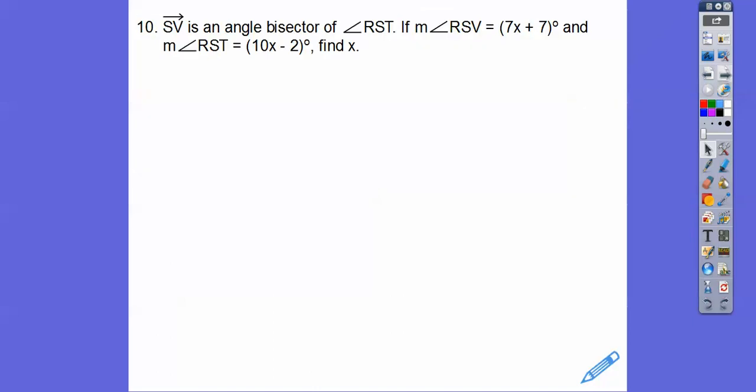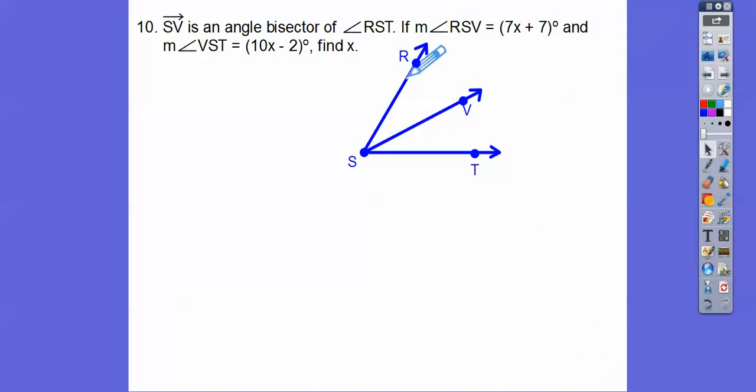Which way? Yes, it is. 180 degrees. Okay, so here we have ray SV, and it is an angle bisector of angle RST. Okay, so I'm going to draw a picture. There's no picture on your test. You got to draw it. So just draw a generic angle RST, and then draw right up the middle ray SV. Okay, S is the vertex. All right, always the vertex where the angle is this middle letter right here. So S is the vertex, and then T right there. Okay, let's do that real quick. Let's plug that in right there. Okay, so here is ray SV going right up the middle of angle RST.